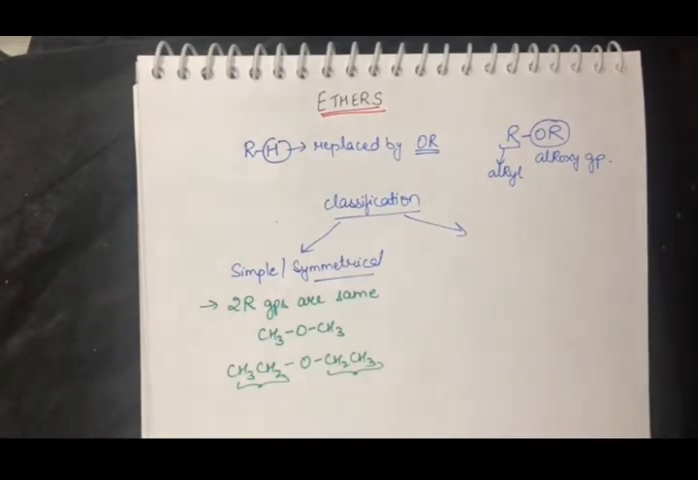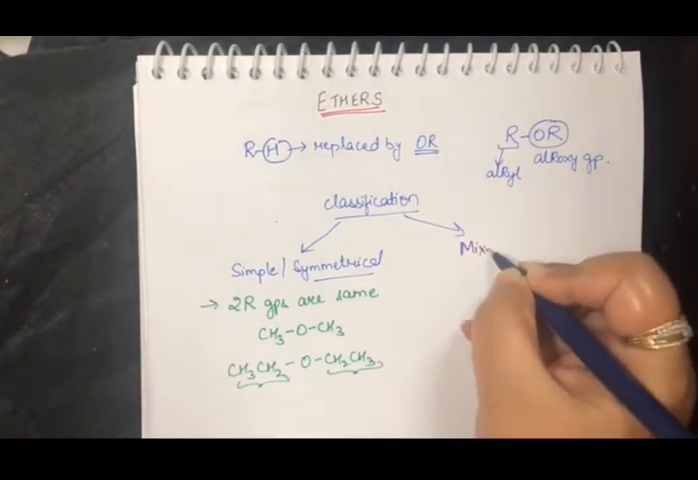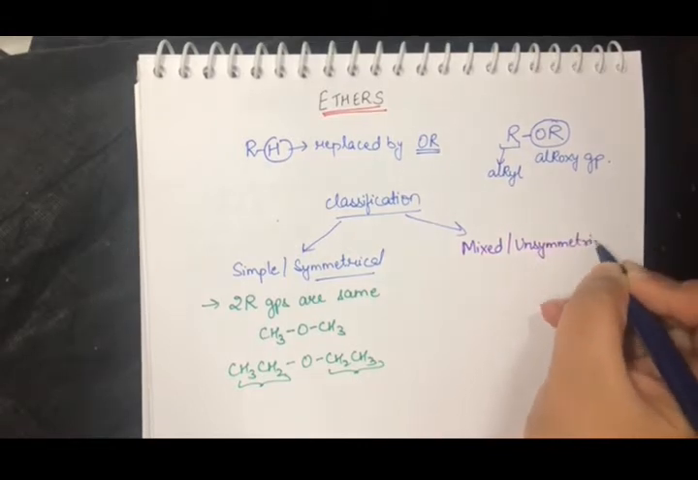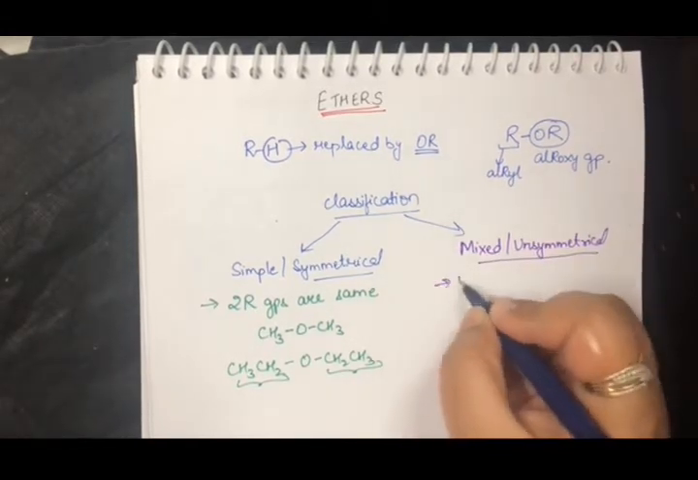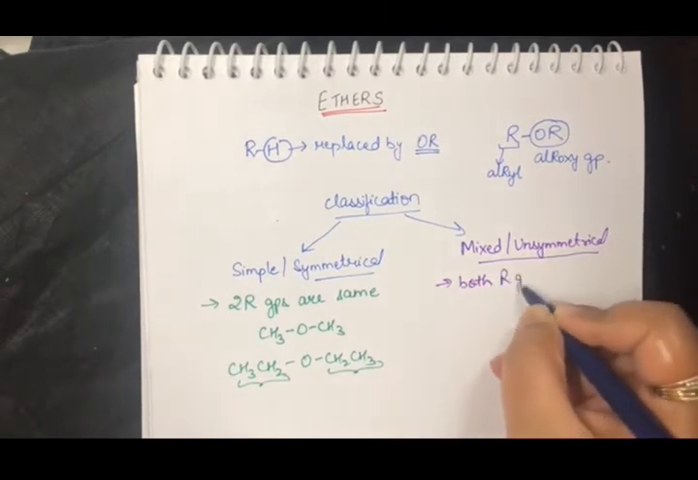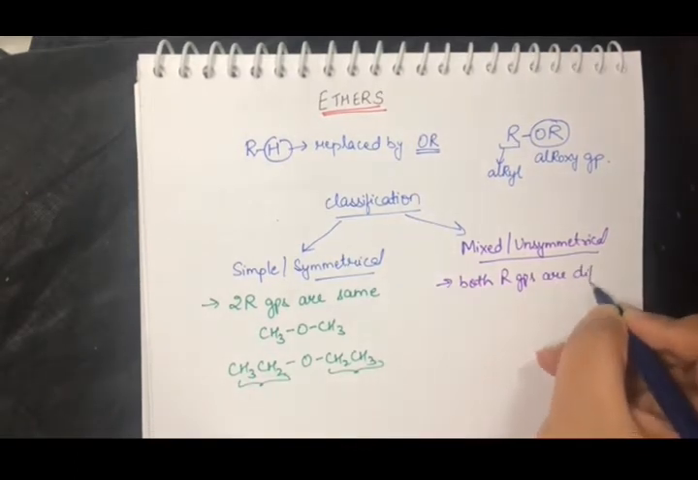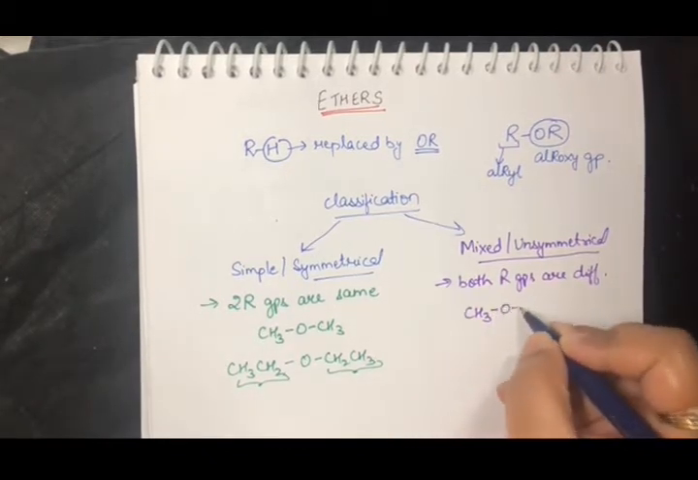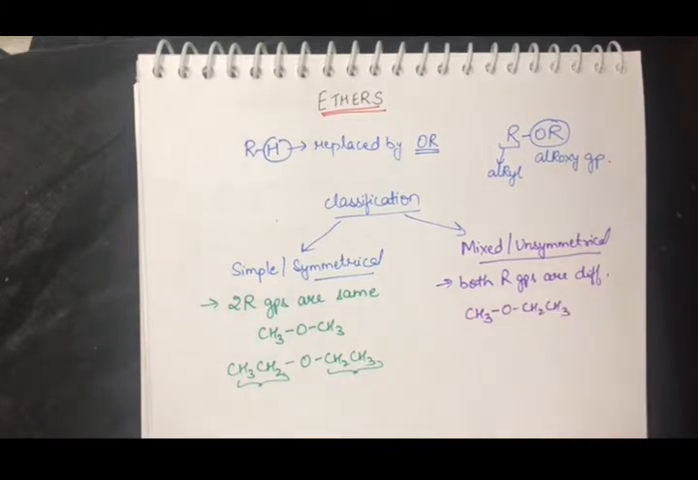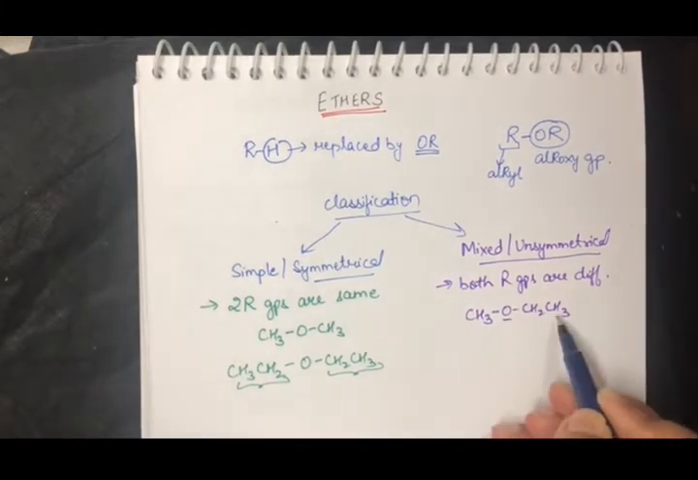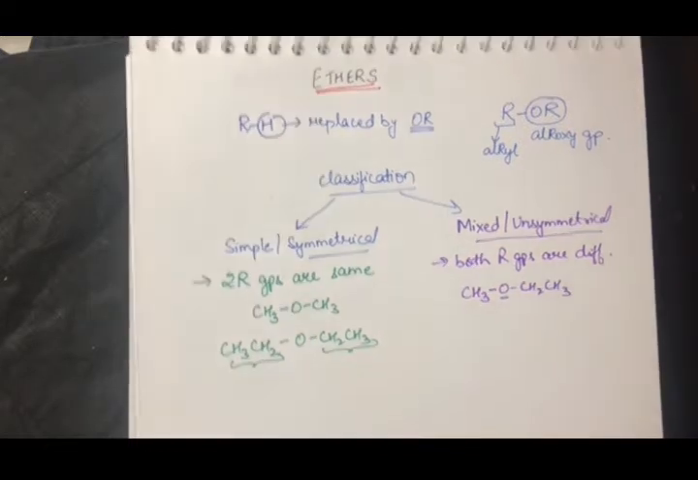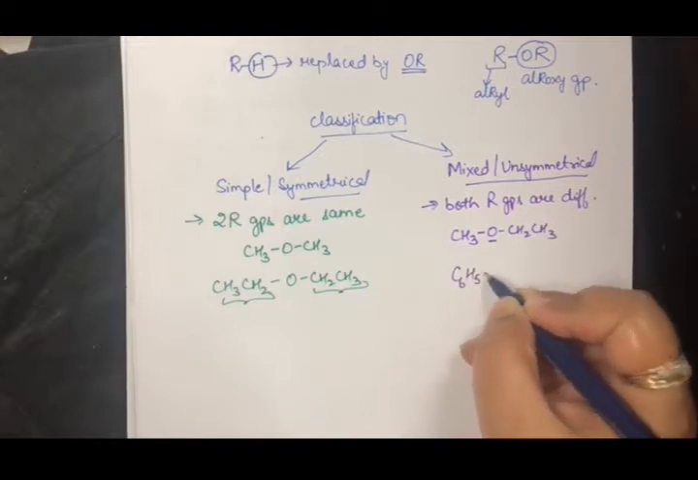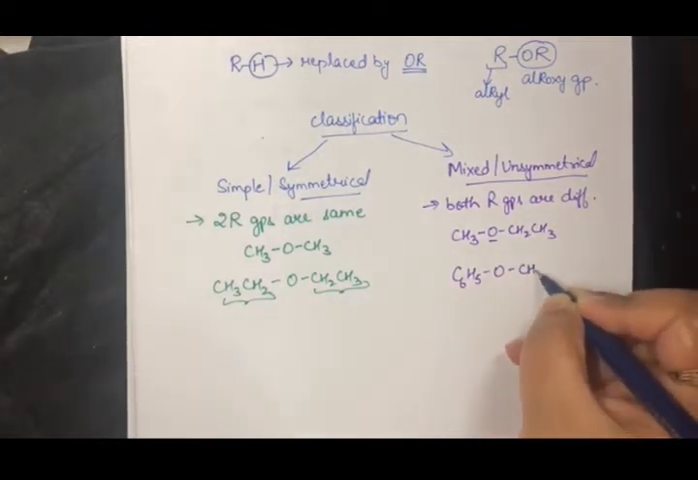Now what about the other one? The other one is called a mixed or unsymmetrical ether. As the name suggests, both the R groups are different. For example, I can say I have a methyl group and an ethyl group on the other side. Now the R groups on both sides of oxygen are different, so these are called mixed or unsymmetrical ethers. Similarly, I can say this is also an unsymmetrical ether.